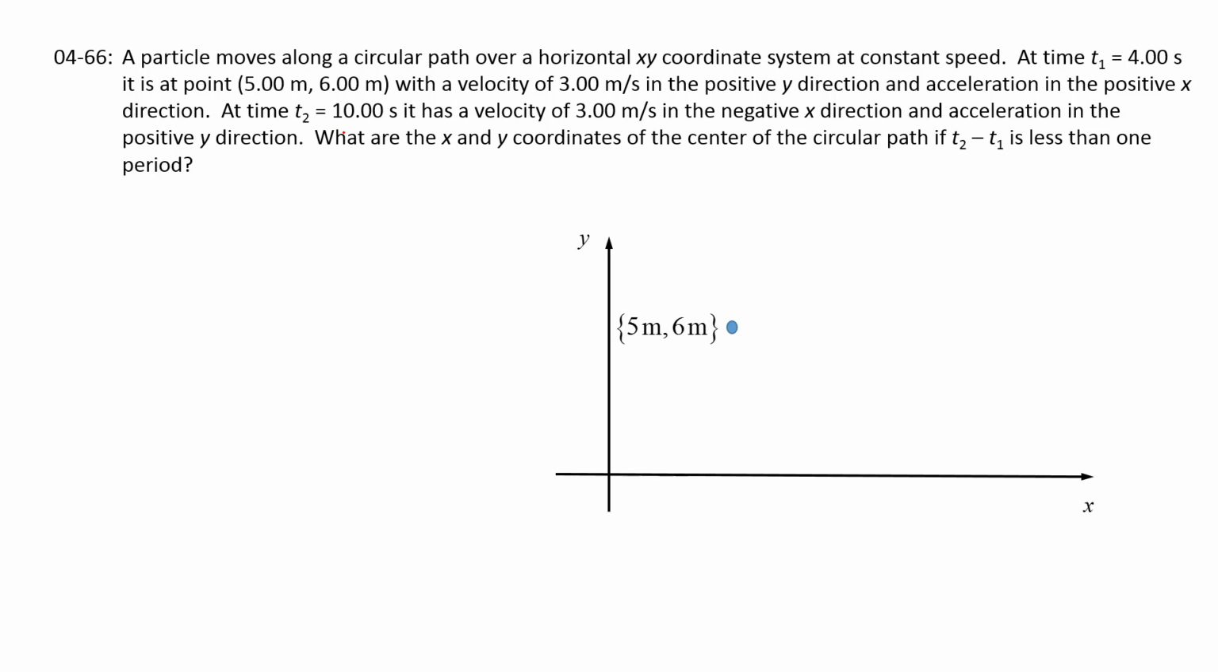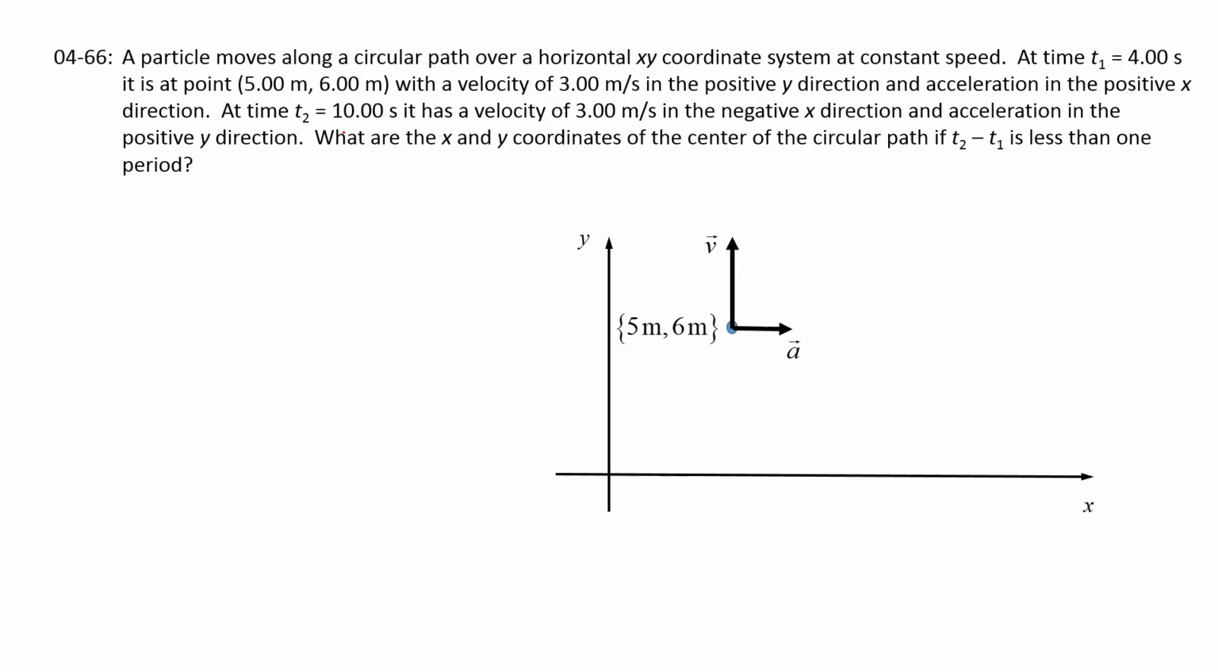The problem says that it's got a velocity of 3 meters per second in the positive y direction. So let's go ahead and draw that. Then this next piece of information says the acceleration is in the positive x direction. So we can draw that acceleration in there. Now, what does that all tell us?